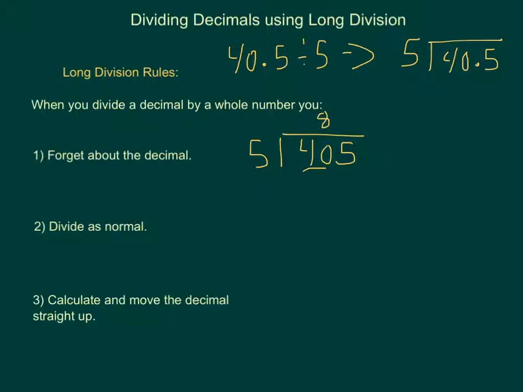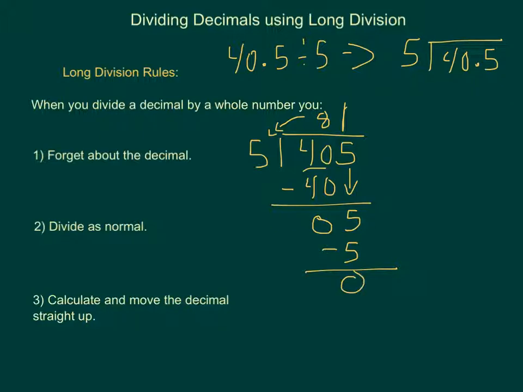Then we multiply and subtract, so 5 times 8 is 40. When we subtract 40, it gives us 0. Then we need to do the next step, which is bringing that other 5 down. We ask ourselves the same question. How many times does 5 go into 5? We know the answer to that is 1. We multiply again, so we multiply 1 by 5, which we know is going to give us 5, and we subtract. 5 subtract 5 is 0, and there we have our answer.